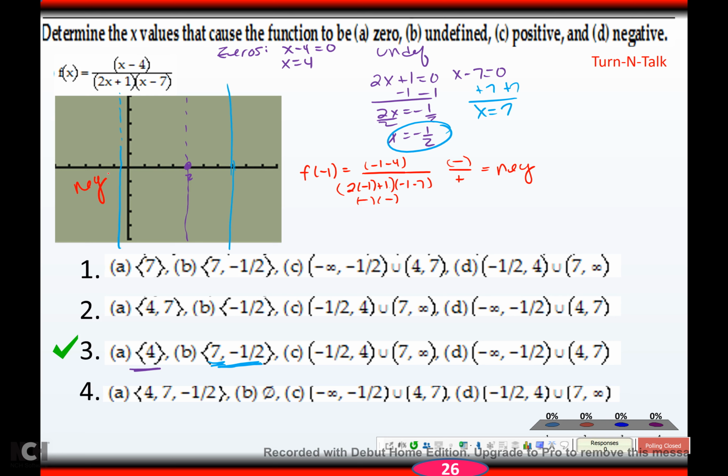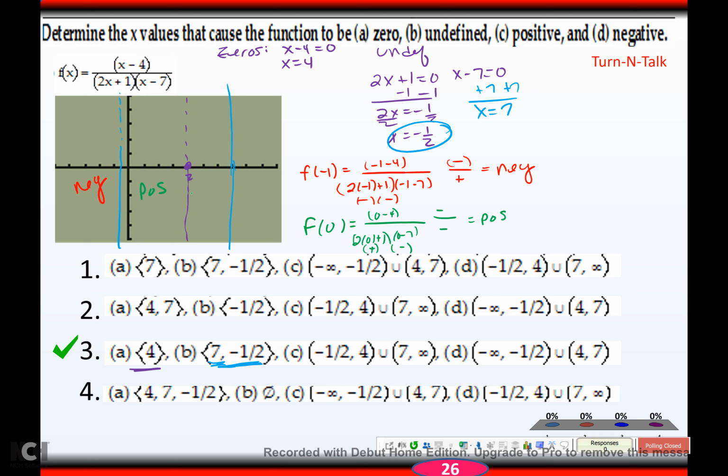And again, I don't see any multiplicity roots. I don't see any double roots. So I'm pretty sure that this thing is just going to alternate signs. But that's not being a good mathematician. We should check. So pick something in this interval. I'm going to pick 0. That's going to be 0 minus 4, which is negative, over 2 times 0 plus 1, which is positive, times 0 minus 7, which is negative. So you have a negative divided by a negative, which is a positive. The positive divided by negative is a negative. So this section is positive.